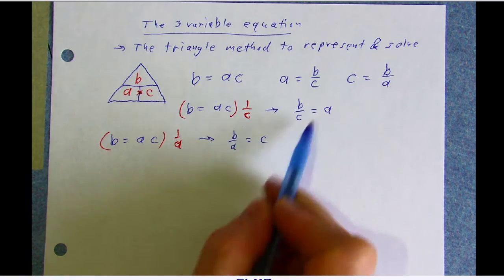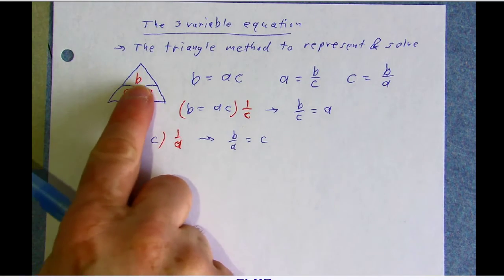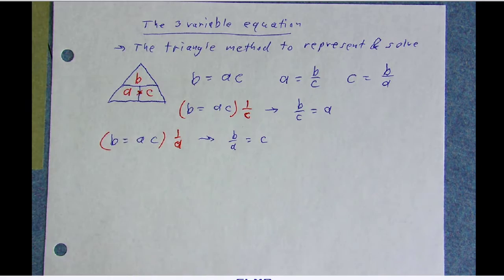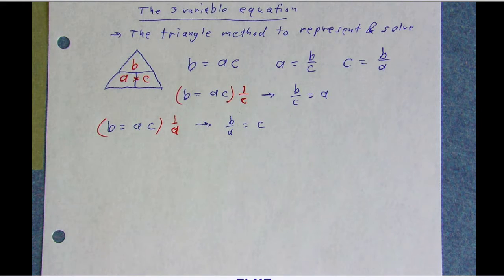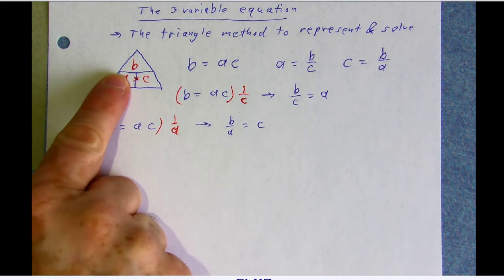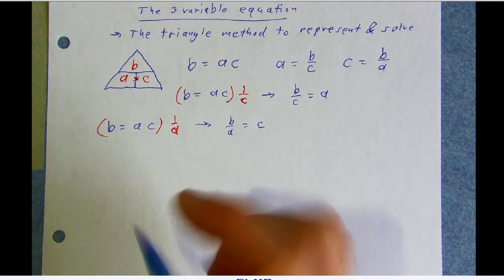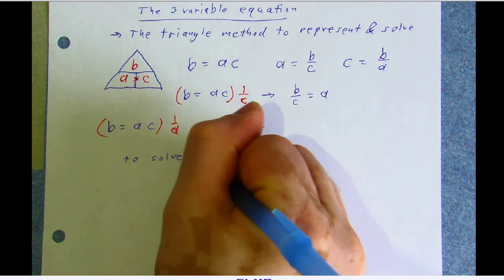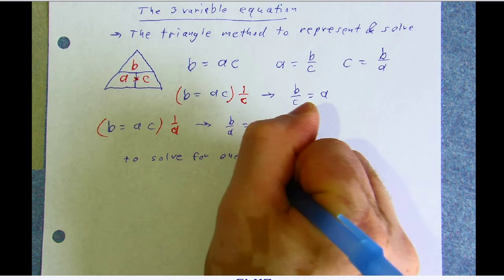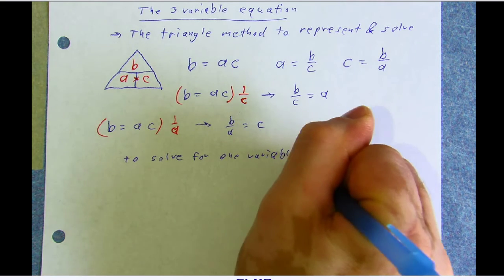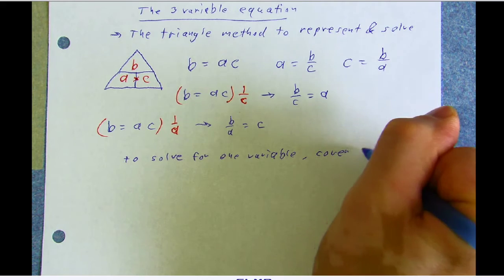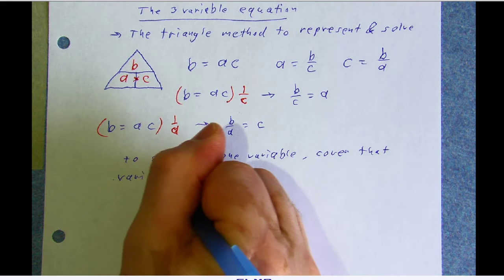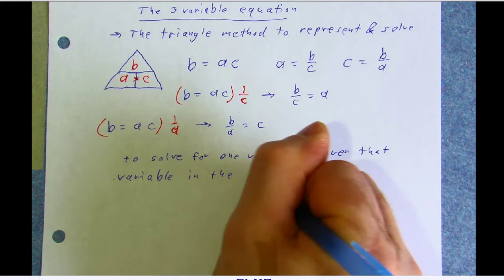But this is just a nice way to do this. If you're not comfortable with the algebra, as long as you set this up correctly, B equals A times C, or A equals B over C. So we want to solve for the unknown. So you cover A, and you find A equals B over C. So to solve for one variable, cover that variable in the triangle.